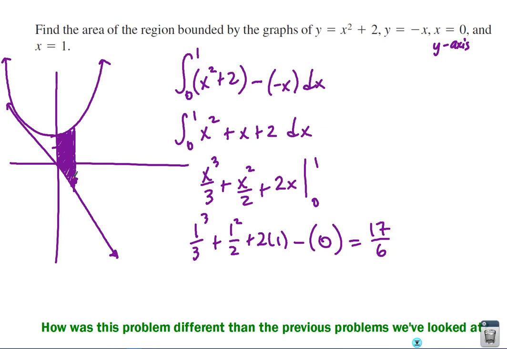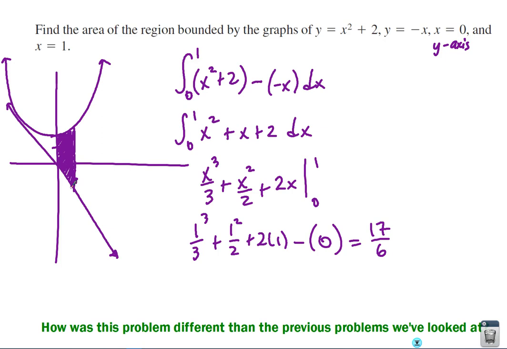Let's think about this. How was it different? Well, one way it's different, you have one curve above the x-axis, one curve below the x-axis. Our curves did not intersect here, okay? So in the past, to figure out where the bounds were, we found out where they intersected. Here, they don't intersect, so we can't do that, okay? So, yeah, that's a couple of differences there.